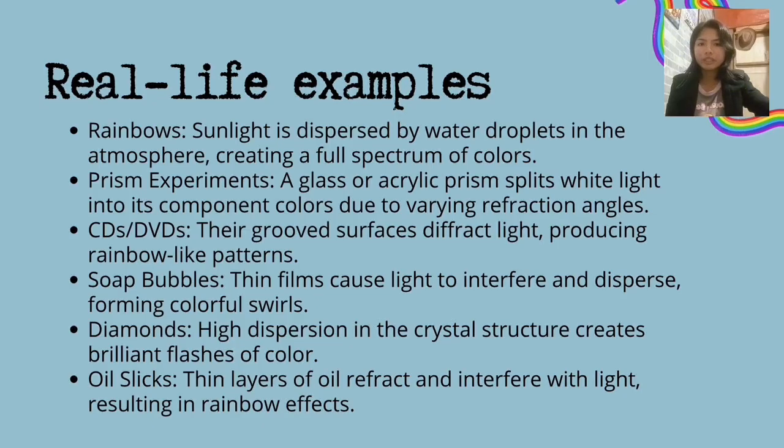Diamonds are especially brilliant because the crystal structure has a high dispersion index, splitting light into intense flashes of colors. Last is oil slicks. Even oil slicks on water can produce rainbow effects. The thin layer of oil refracts and interferes with light, creating shimmering, multicolored patterns. So all these examples show how the physics of light, particularly the behavior of red and violet wavelengths, translates into the stunning visual phenomena we encounter in nature and everyday life.